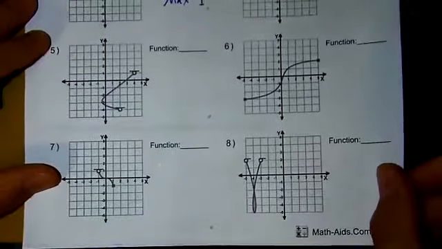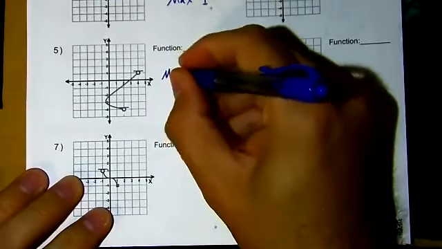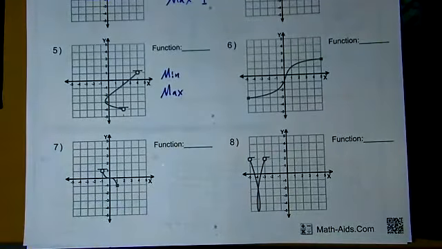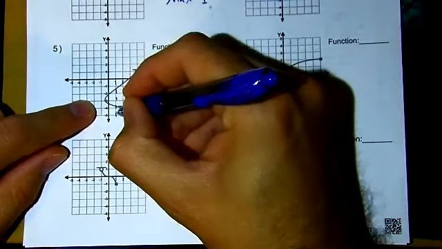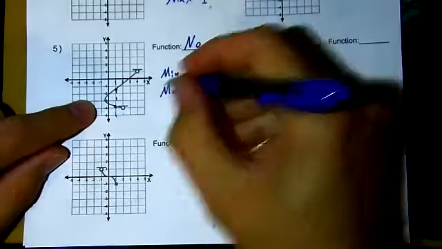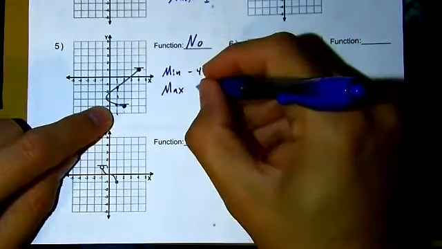So pause your video and take time to identify whether or not these 4 questions are functions, and then identify the minimum and the maximum for all 4 questions. Okay, this one, draw a vertical line test straight through there, cross it twice, so it's a no. Your minimum, -4. Your maximum, 1.